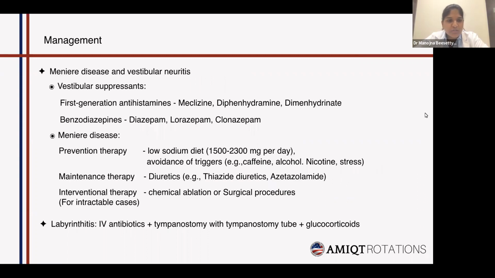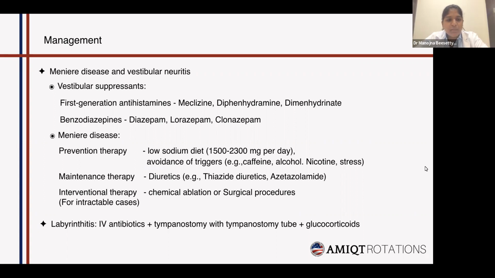Coming to the management, Meniere's disease and vestibular neuritis, when present acutely, should be treated with vestibular suppressants. And they are the first generation antihistamines: meclizine, diphenhydramine, dimenhydrinate; and the benzodiazepines: diazepam, lorazepam, and clonazepam.